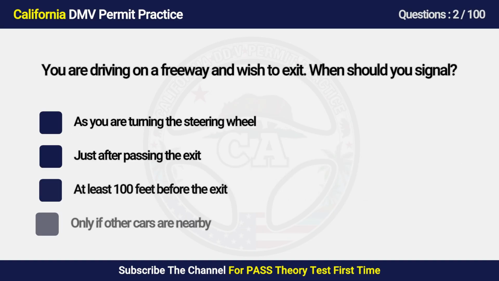Question 2. You are driving on a freeway and wish to exit. When should you signal? A. As you are turning the steering wheel. B. Just after passing the exit. C. At least 100 feet before the exit. D. Only if other cars are nearby.